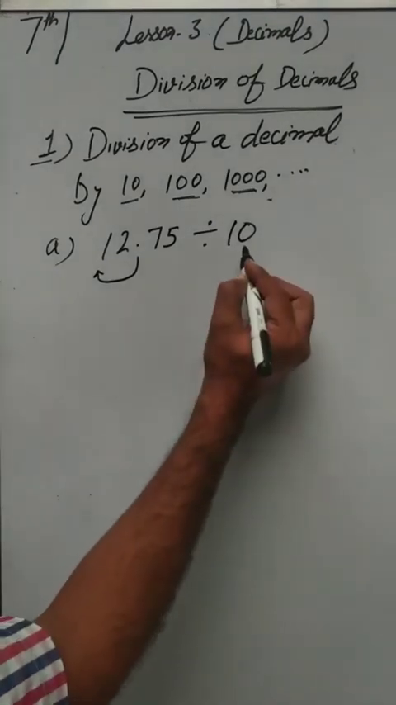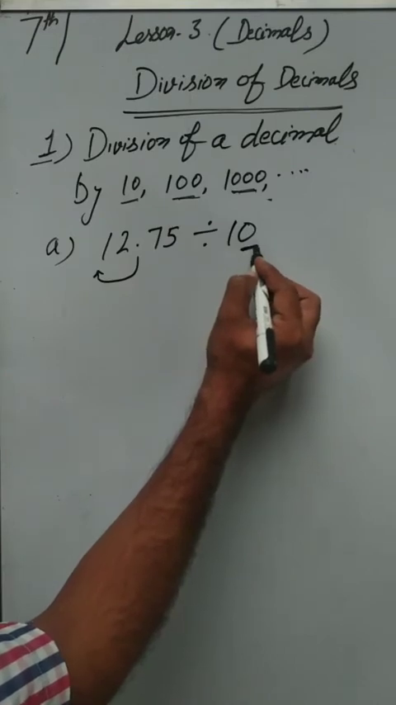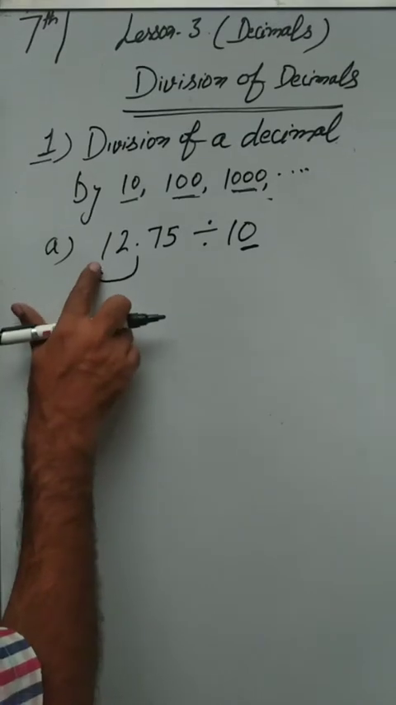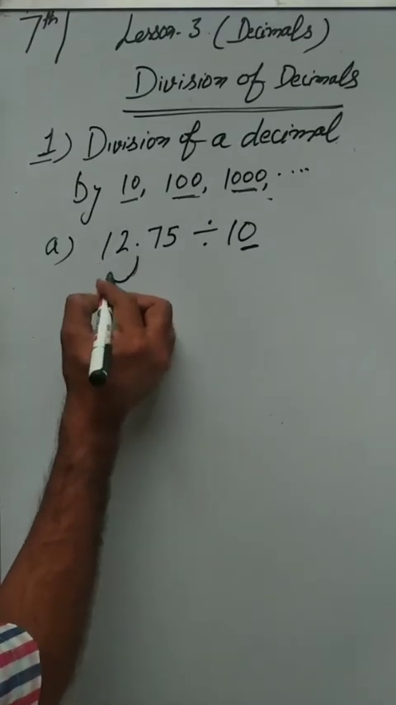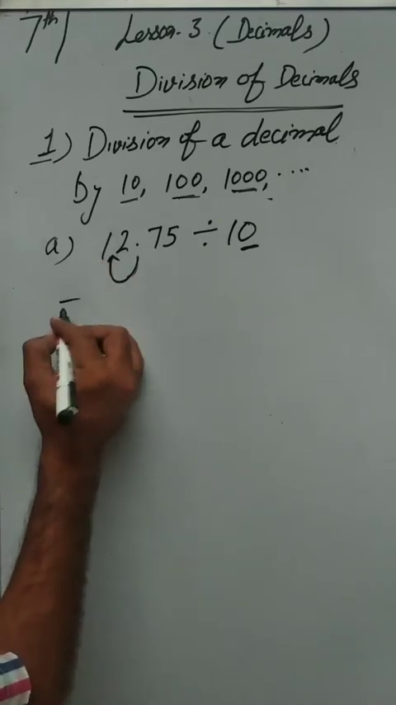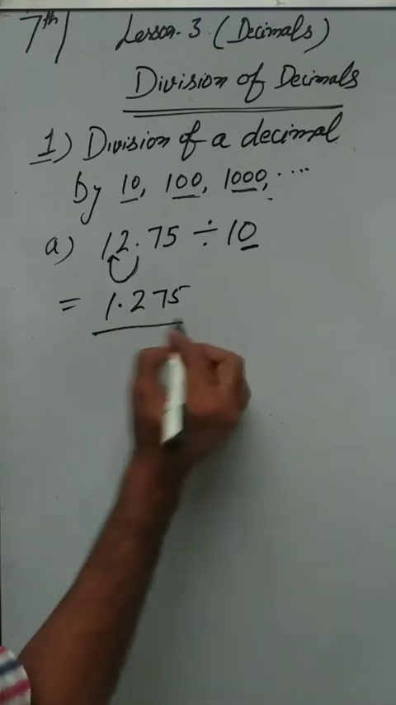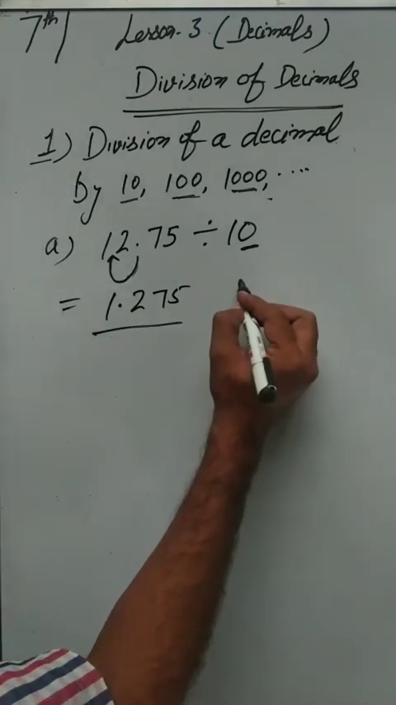Whatever zeros there are, look here, there is a 1 0 in the 10. So your point will shift one position toward the left. It means from here your point will come here, and your answer will be 1.275. Understood?